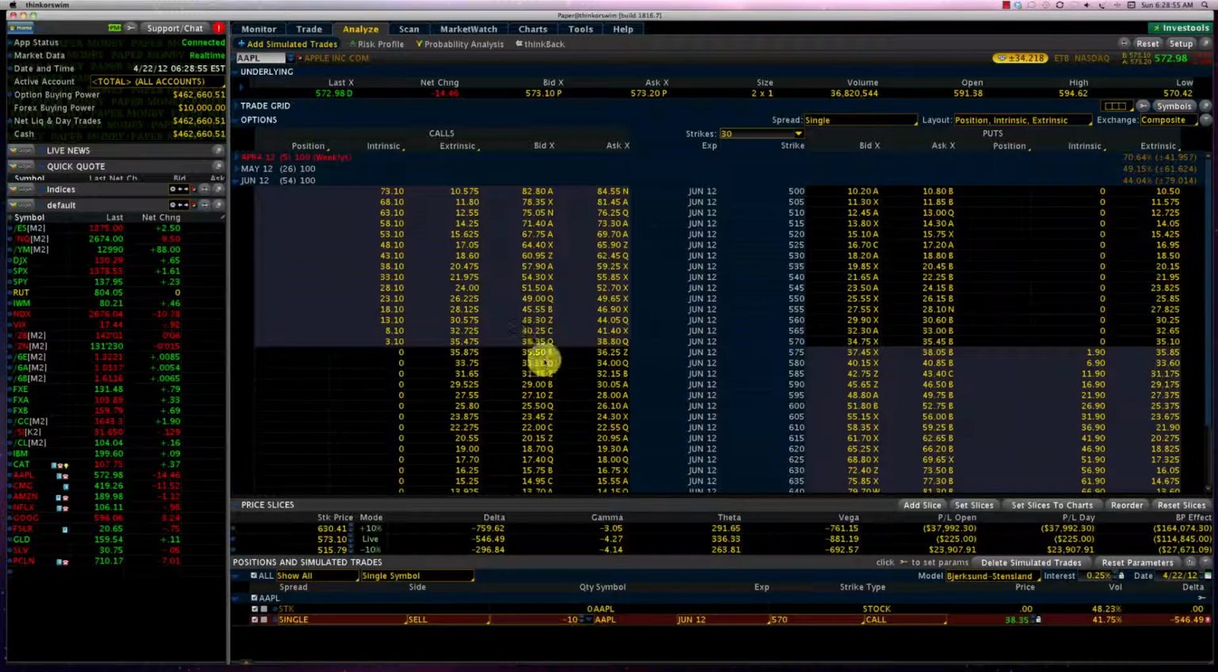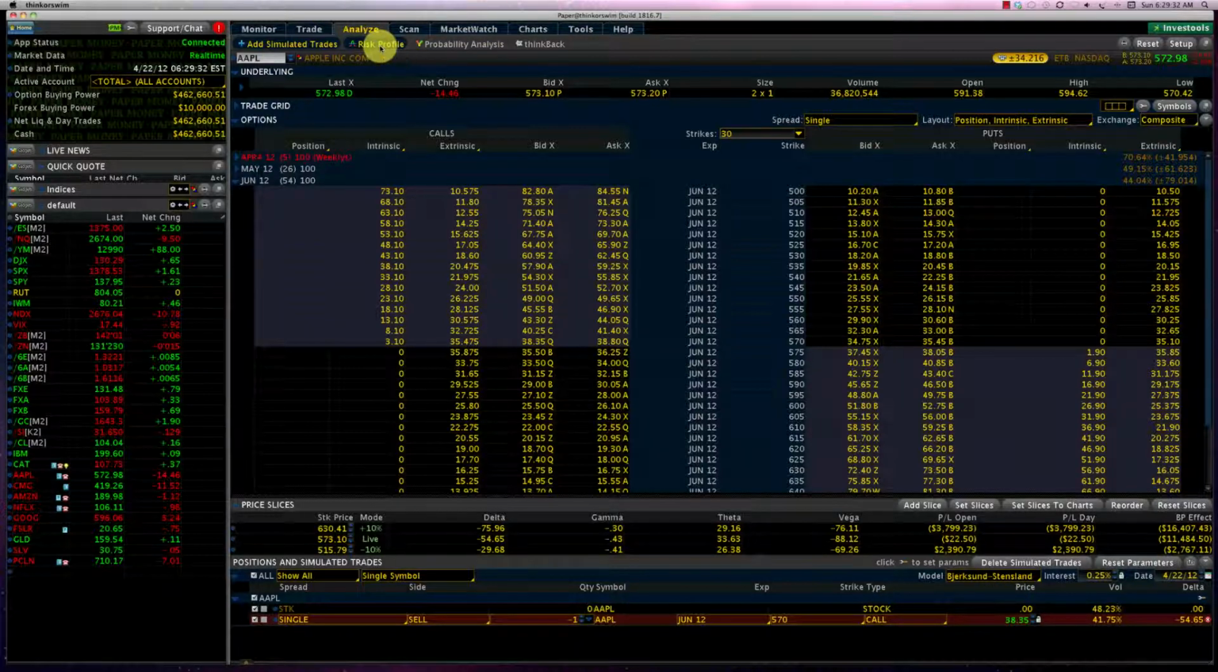And I'm going to put that into my order screen and change it to 1 contract. So for 1 contract, if I'm a seller of this option, I will receive a premium of $38.35. So for 100 shares, which is what 1 contract represents, I'll receive a total premium of $3,835. And this is going to be my maximum profit on this particular position. So let's see how that plays out on the P&L diagram.